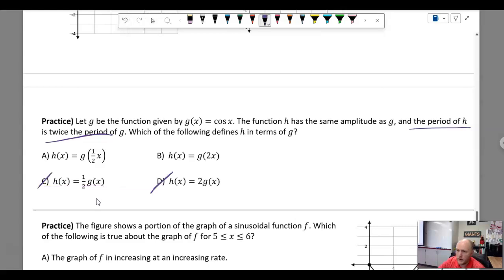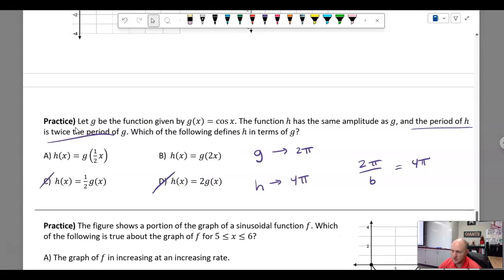Those are going to go away because your amplitude will be the same, not half of it or 2 times it. But what does change is it says the period is twice the period of g. So g has a period that is 2 pi, and so that means h will have a period that is 4 pi. And so what we want is we want 2 pi divided by b to be equal to 4 pi. And so you could solve this rationally in order to identify what your b value is.